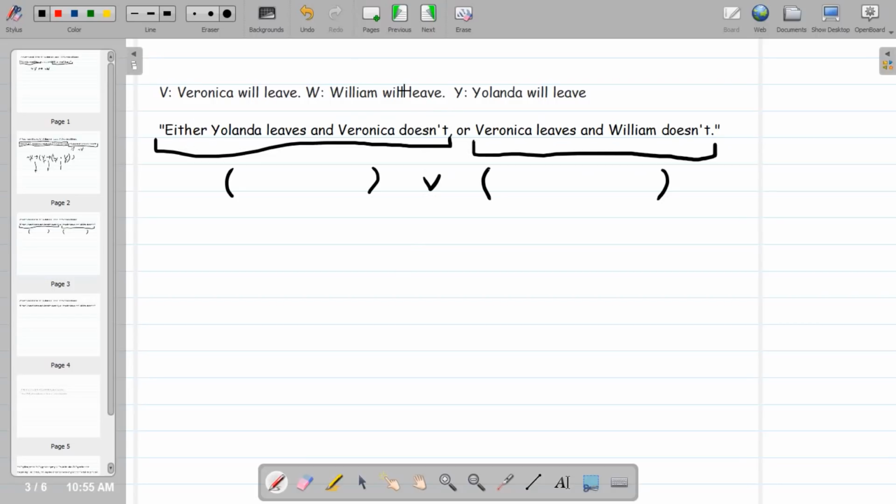And either-or is equivalent to or, right? When you're drawing this out, you should exclude the connectives. So either blank or blank gives us this thing or this thing. Yolanda leaves and Veronica doesn't: Y and not V. Or Veronica leaves and William doesn't: V and not W.